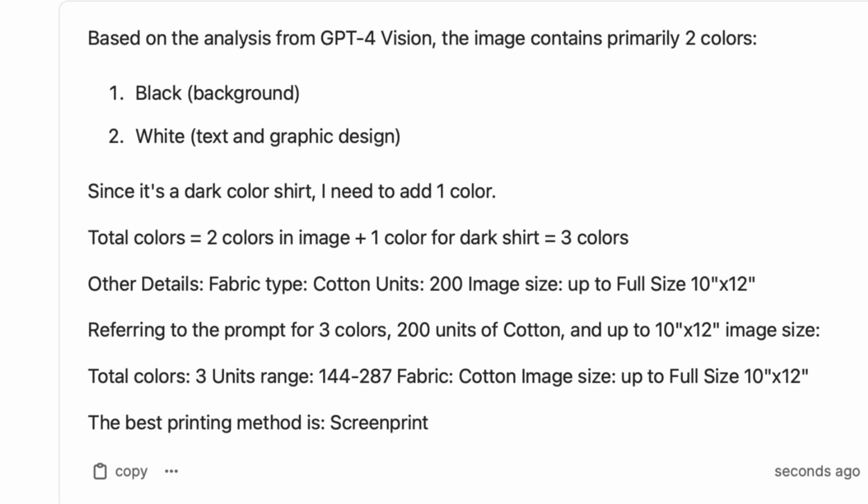This image contains 2 primary colors, black, which is the background, and white. It adds 1 color for a dark-colored shirt, or an underbase. So the total colors are the 2 colors in the image, plus there's 1 color for the dark shirt, so 3 colors. The recommended print method based on this volume is screen print. Of course, you could reduce it to 2 colors, just print white, and eliminate where it says black background.